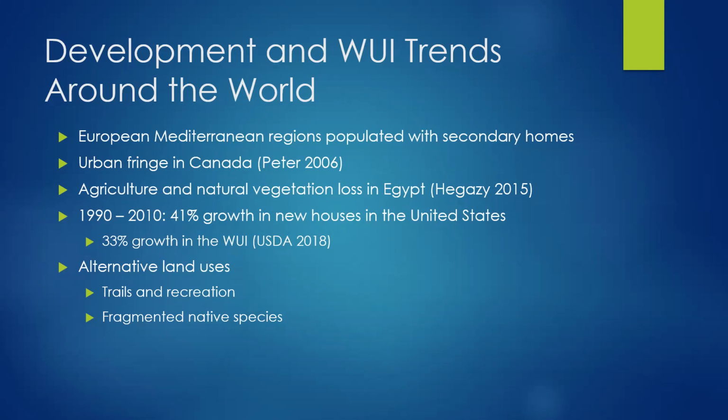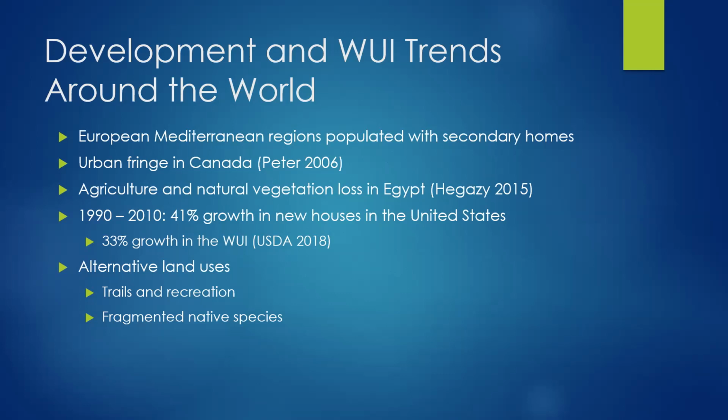And with the development and vegetation loss, we also should take into account agriculture. In fact, in Egypt, there was about 26,000 acres of agriculture loss just simply due to development. And then bringing it back to the US, in the 2 decades between 1990 and 2010, the wildland-urban interface grew by about 33%. Now, during this time, this was the fastest growing land use, which is why it's important to study how it's been growing and try to predict its future trends.